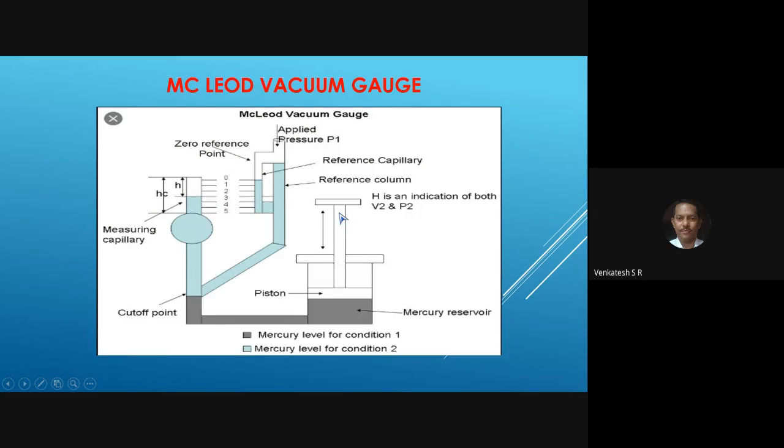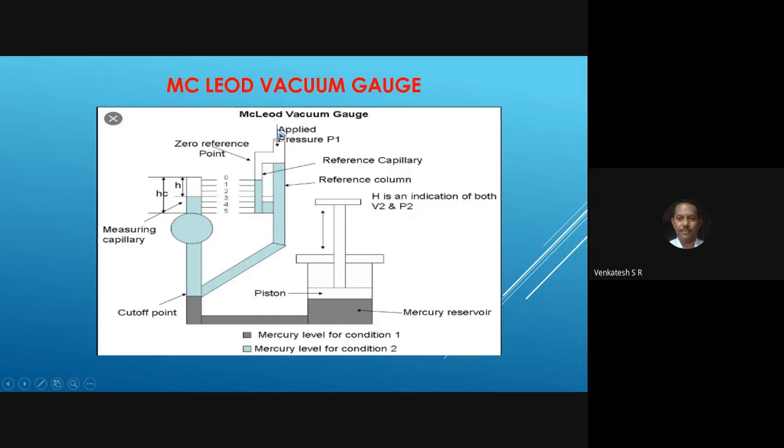For that reason, press this plunger along with the piston in the downward direction so that the mercury level in the measuring capillary and the reference capillary should be 0. That is null balance.